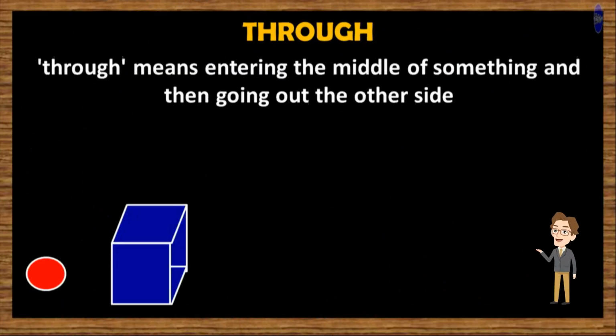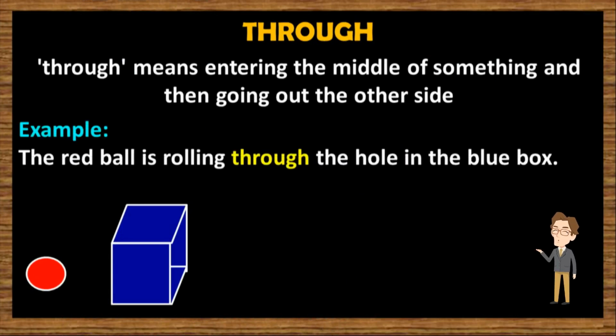Through. Through means entering the middle of something and then going out the other side. Example: the red ball is rolling through the hole in the blue box.